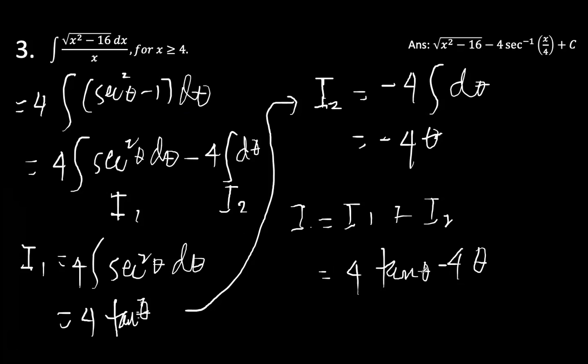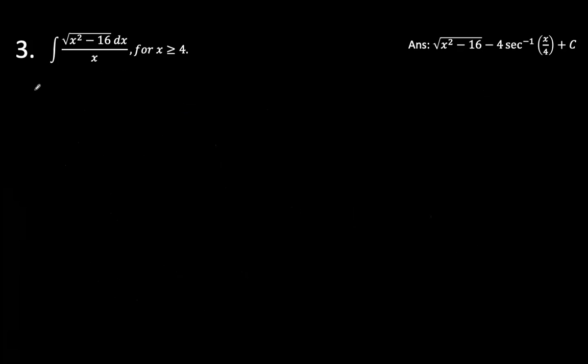Okay, again, this is now the answer for this integral. However, if we check our final answer against the given, the answer that we have at this moment is expressed in terms of trigonometric functions, while the given has no trigonometric function and is expressed in terms of x. So we need to convert this. Let's move on to the next slide. Again, we have identified that our answer is 4 tangent theta minus 4 theta.